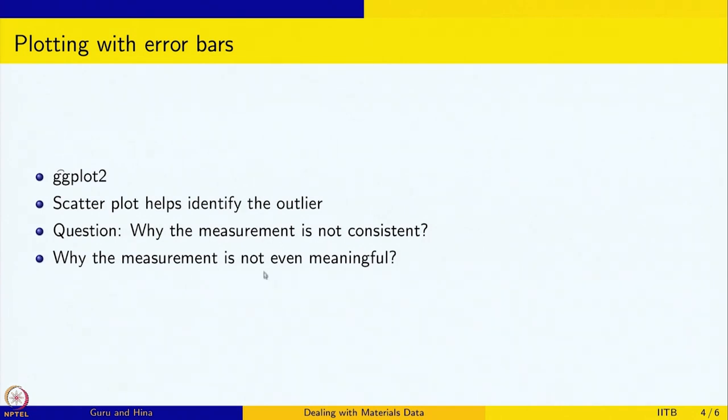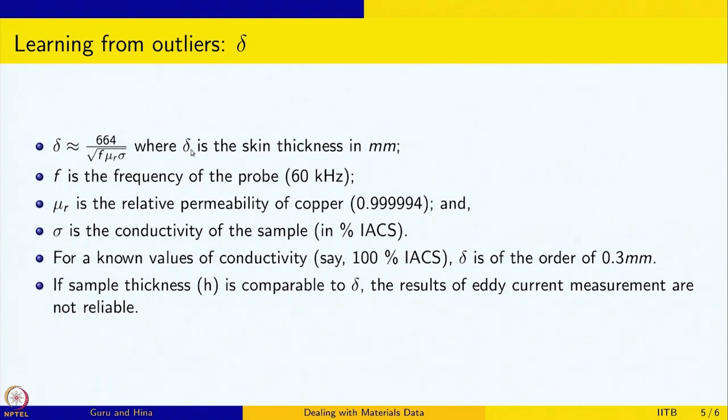And to answer these questions, we are going to look at this aspect. There is something known as skin thickness, and this skin thickness is given in millimeters. And it is given by this formula. It is approximately equal to 664 divided by square root of f mu r sigma, where f is the frequency of the eddy current probe, and in this case it was 60 kilohertz. Mu r is the relative permeability of copper. So, this you can read from tables. This is some 5 9s and 4. So, that is the value.